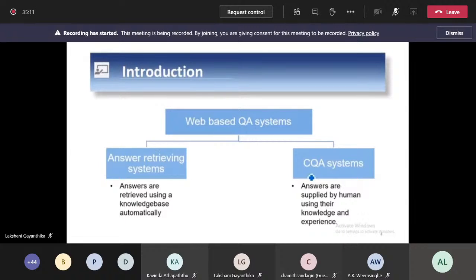Systems like Stack Overflow and Quora are some examples of these community question answering systems. There we have seen many answers with minus scores, which means they are irrelevant answers. And also the surveys have found irrelevant answers in answer retrieving systems. So in both of these systems, there are irrelevant answers.